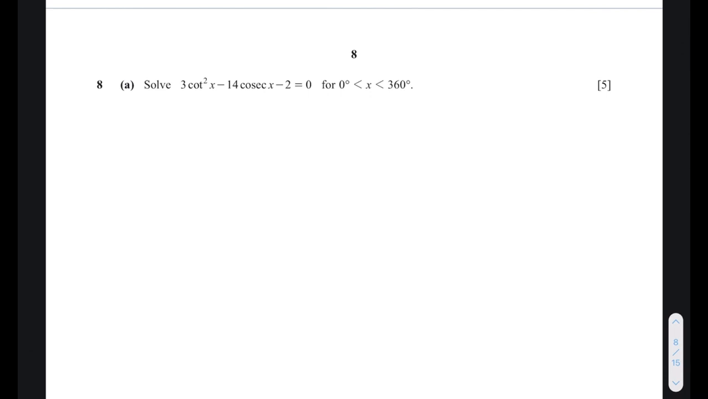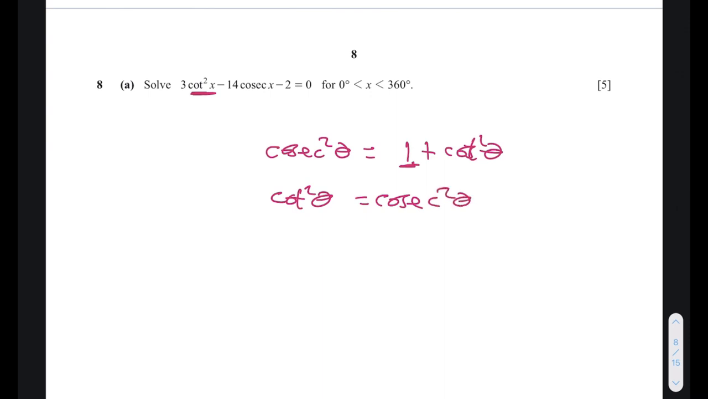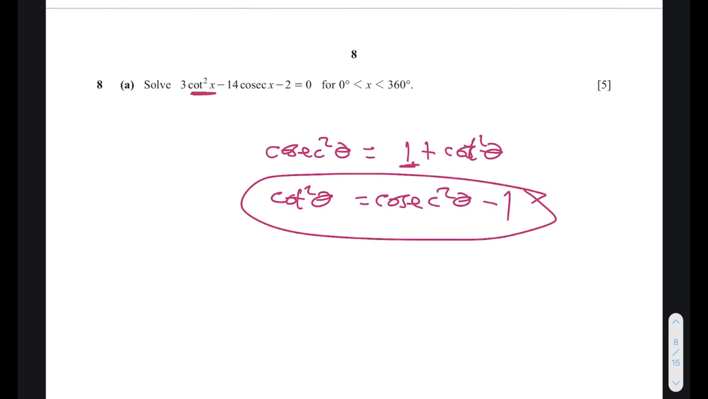All right, so let's solve this question, maybe probably the last question that we will do. It says solve 3 cot square plus... okay, so how do we do it? You know what cot is, right? One of the identities that Cambridge will always give us from the beginning has something to do with cot. It gives us that cosec square theta is equal to 1 plus cot square theta, right? So you can just move the 1, so you have cot square theta is basically cosec square theta minus 1. Cool. So that's what we are going to do.